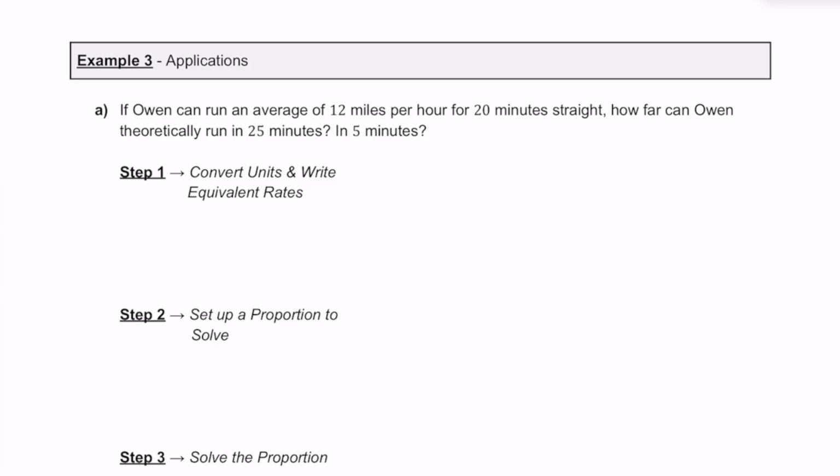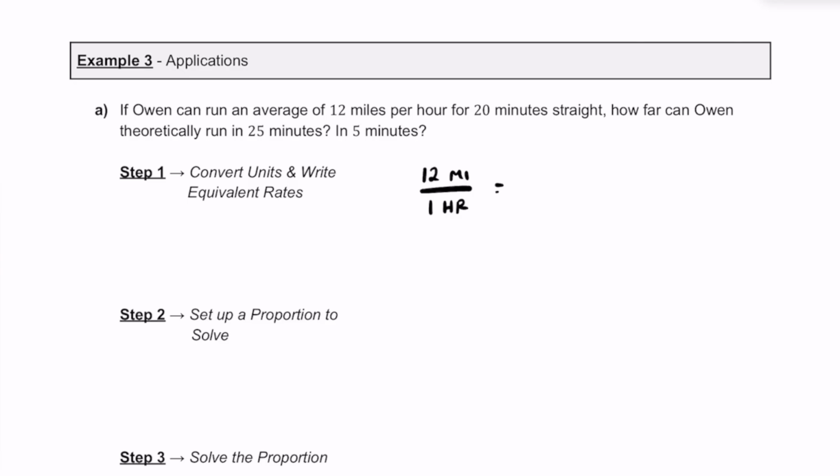All right, first thing we're going to want to notice here is that this is going to be in 12 miles per hour. And you can see here that everything else here is kind of in minutes, right? So we have different types of units. So I'm going to just start by converting units and write equivalent rates here. So I'm going to write 12 miles, and that's in 1 hour. So I'm going to write this as a rate.